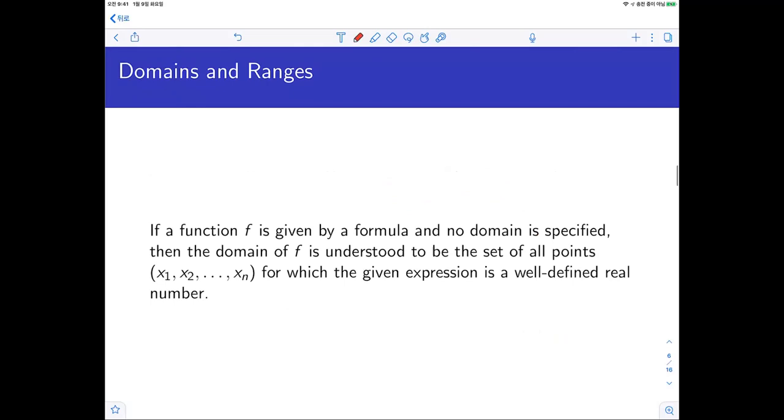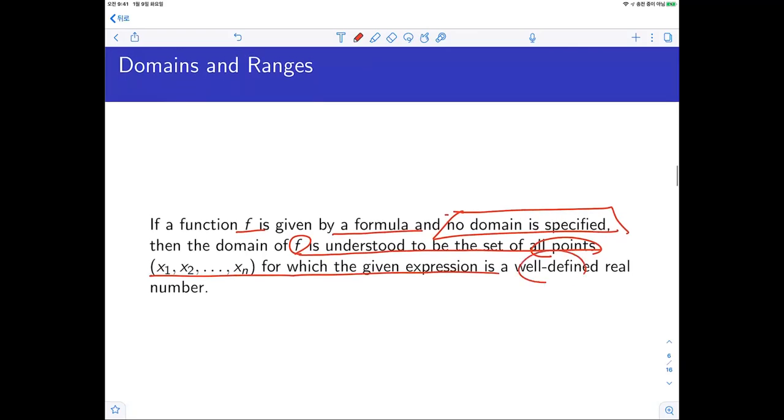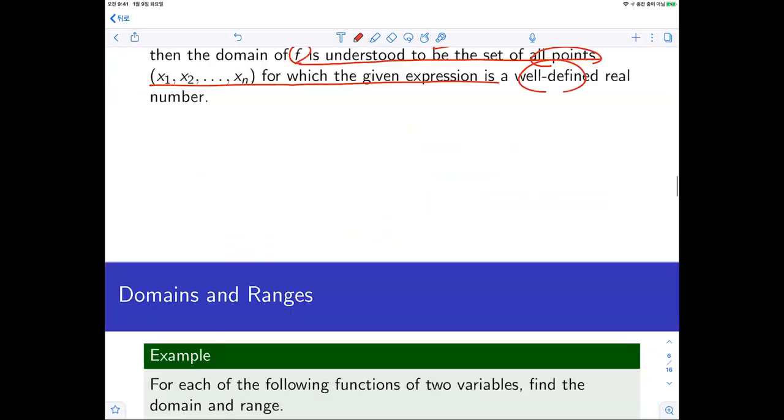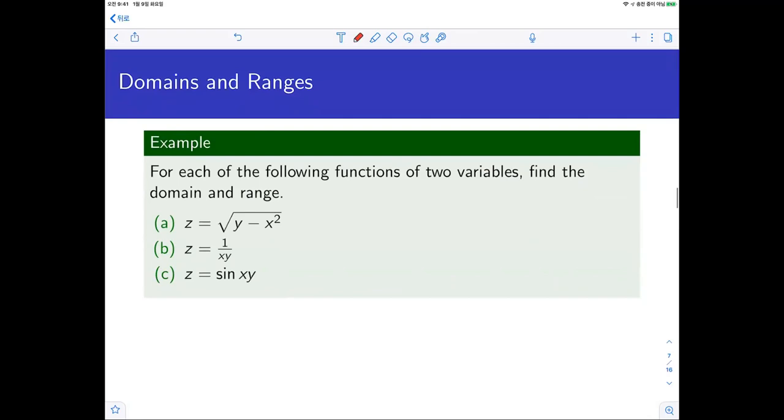Okay, here, domain and range. If a function f is given by a formula and no domain is specified, then the domain of f is understood to be the set of all points for which the given expression is a well-defined real number. Okay, let's see the example.